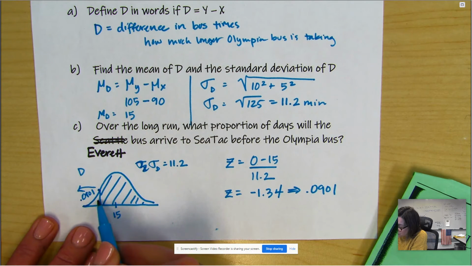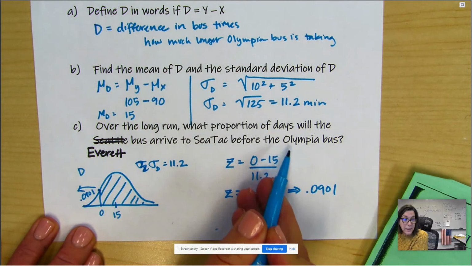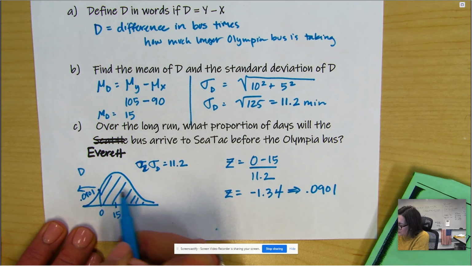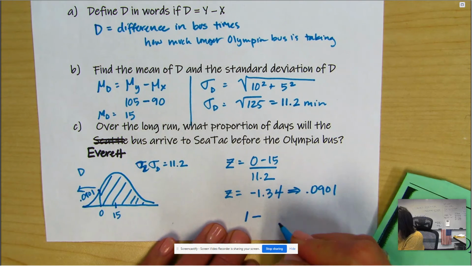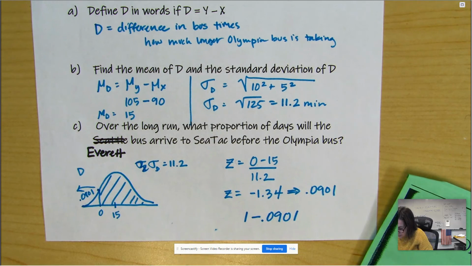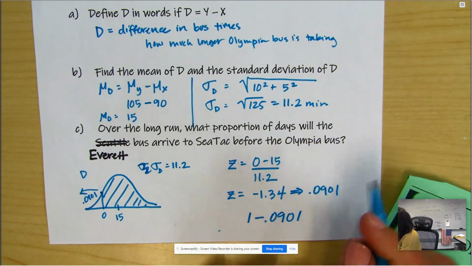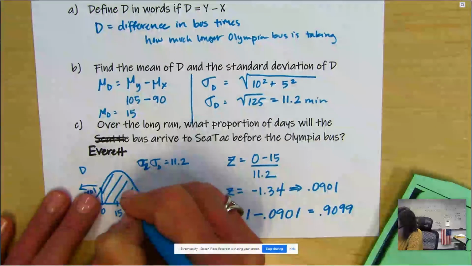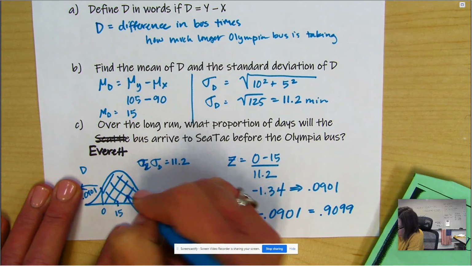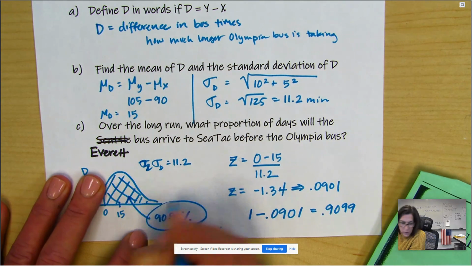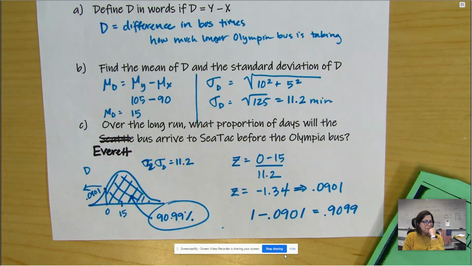So 9% of the time, just this small fraction of the time, the Olympia bus might actually beat the Everett bus. But we want to know when the Everett bus, which is typically what's happening, will beat the Olympia bus. We're going to go on this side. So we're going to go 1 minus 0.0901. Let me just make sure I don't make any stupid mistakes. So about 91% of the time, which is this part, right? All this stuff. Okay, 90.99% of the time. All right. Yay.